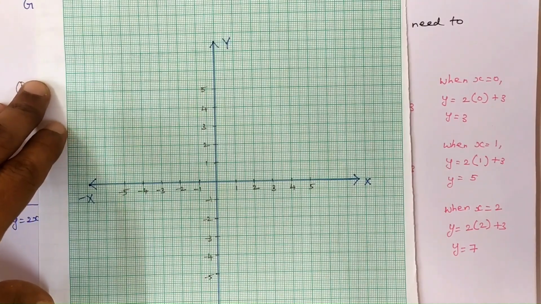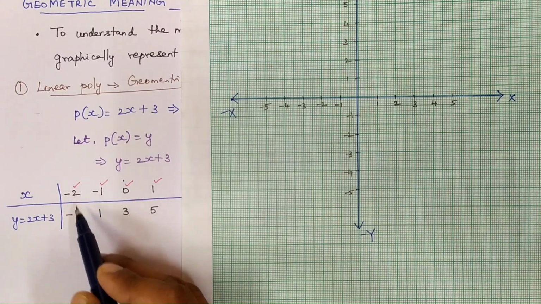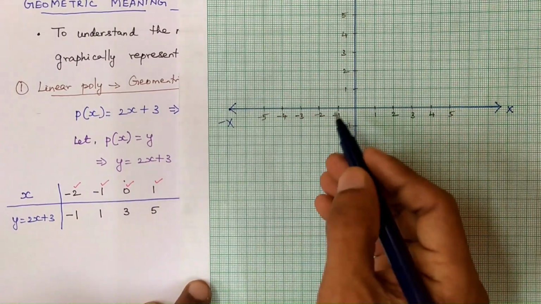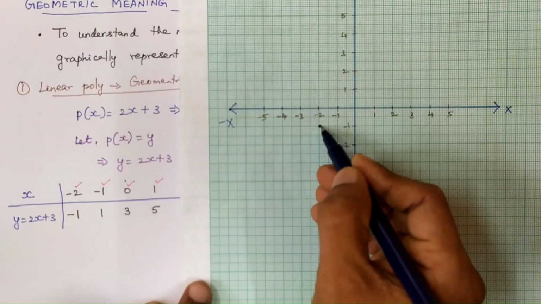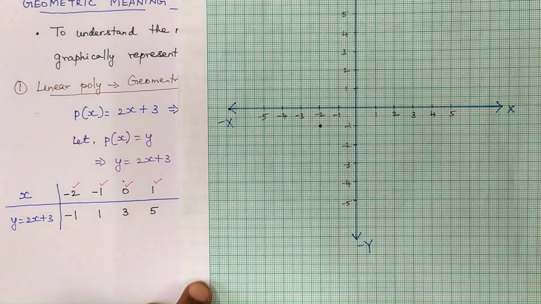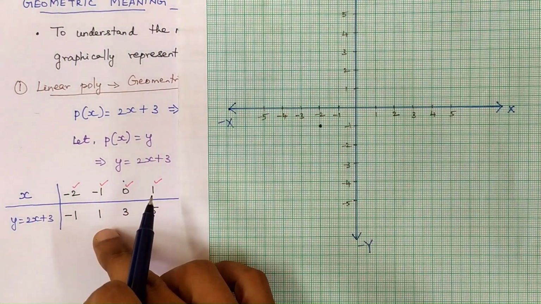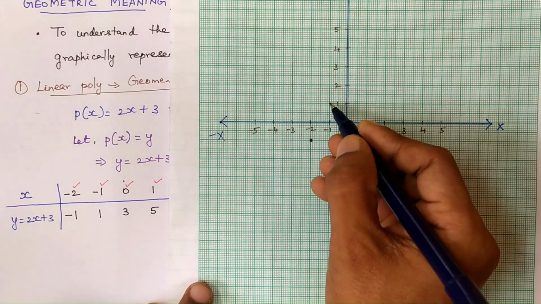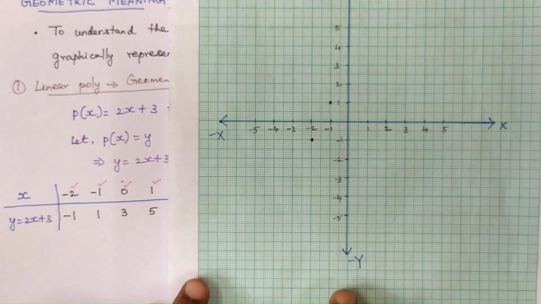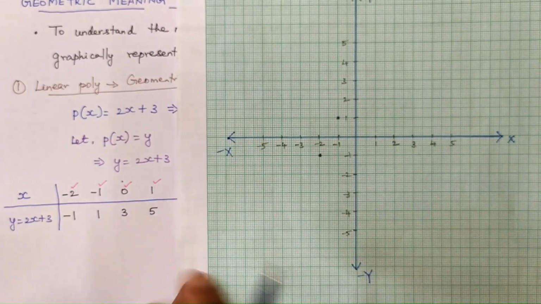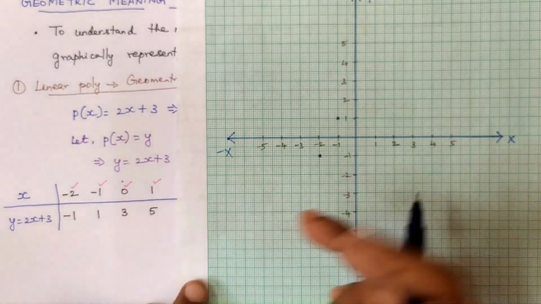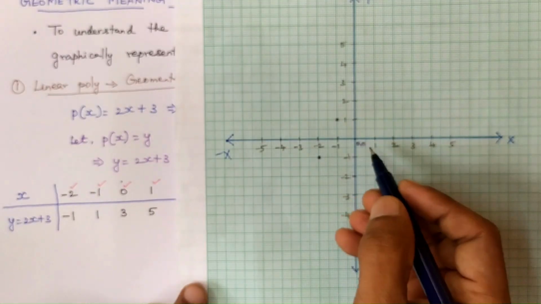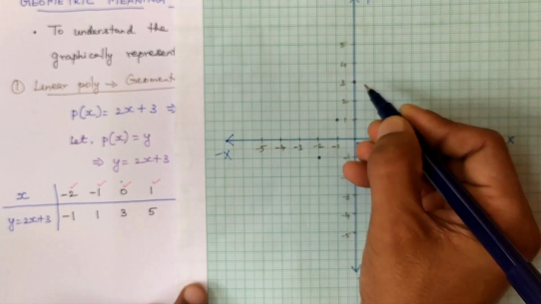So, let us mark the first point. The first point is x is minus 2 and y is minus 1. Let us plot that point. So, this is our point, the first point. The second point is x is minus 1, y is 1. So, minus 1 comma 1. This is the second point. And the third point is 0 and 3. X is 0 and y is 3. So, this is our third point.